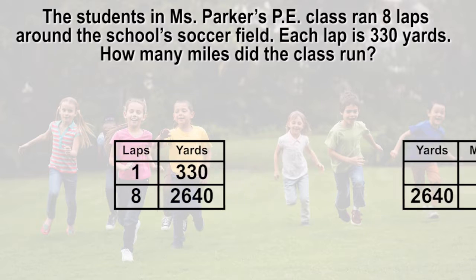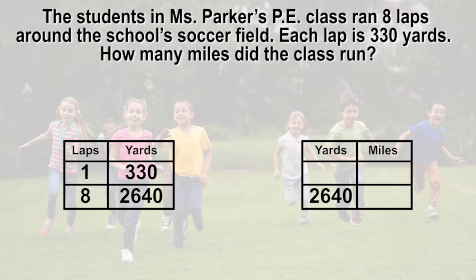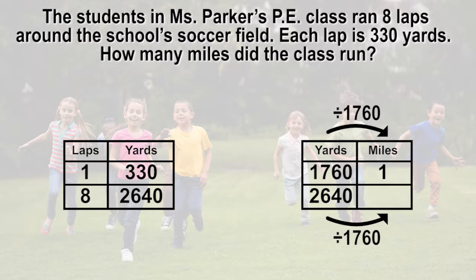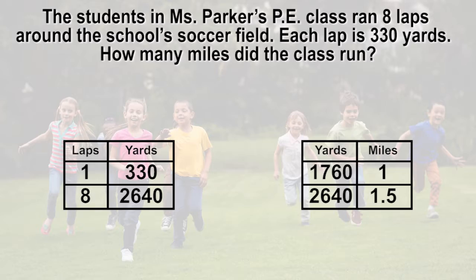A second ratio table can be made that sets up the comparison of yards to miles. We know that there are 1,760 yards per 1 mile. This relationship can be found by dividing 1,760 by 1,760. Likewise, we will divide 2,640 by 1,760 to find 1 5/10 miles, or 1 1/2 miles.